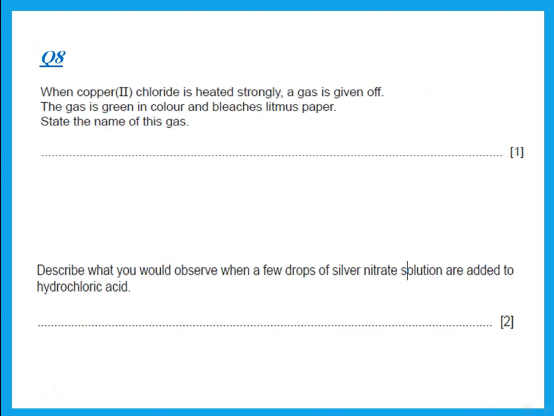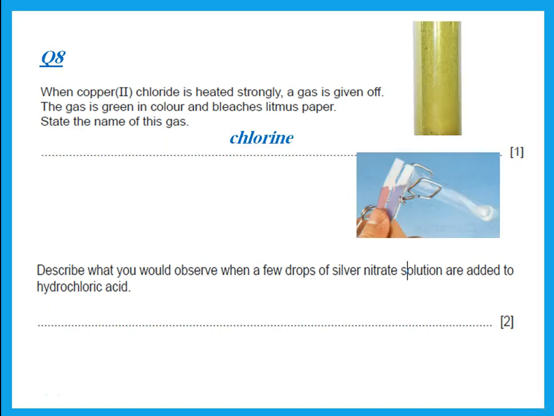When copper 2 chloride is heated strongly, a gas is given off. Now, he's telling me the gas is green in color and bleaches litmus paper. Remember that the gas that is green in color and bleaches litmus paper is chlorine.